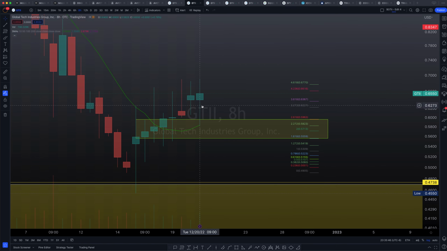It has bounced from the 3.618, and it has found some resistance right now at the 4.236, located at 66 cents. So that's currently where we're sitting in the 8-hour chart.